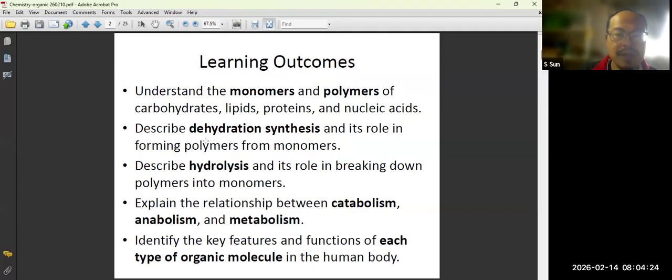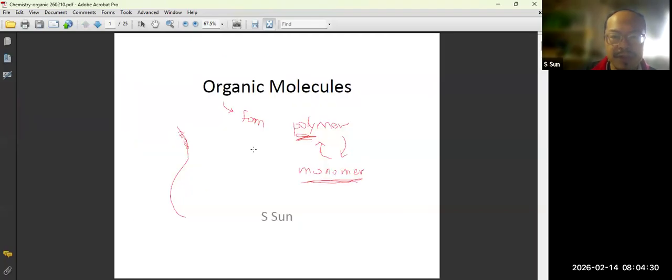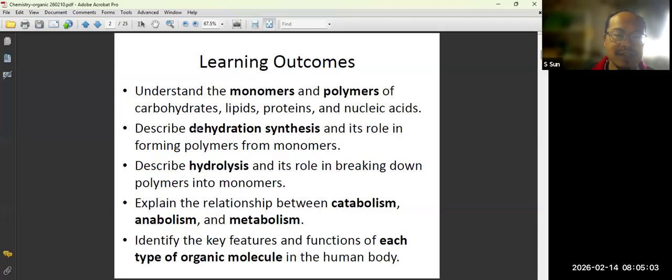the four organic compounds. We're going to describe the chemical reactions, including dehydration synthesis. Right here, this process, when it forms polymer, is a synthesis. This process is called dehydration. When you form polymer, you produce some water. Several monomers put together, you produce some water. So this one is dehydration synthesis. This one is hydrolysis. Lyse means break. So dehydration synthesis plays a role in forming polymers from monomers.